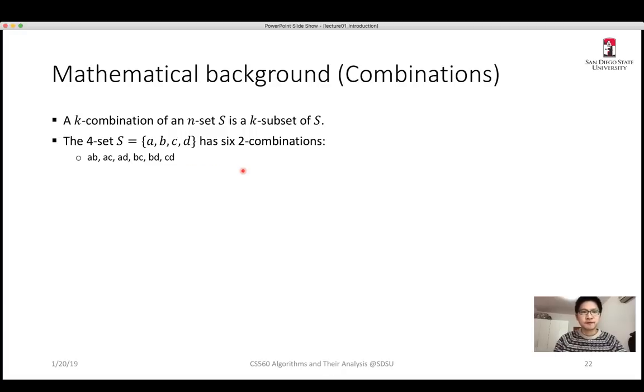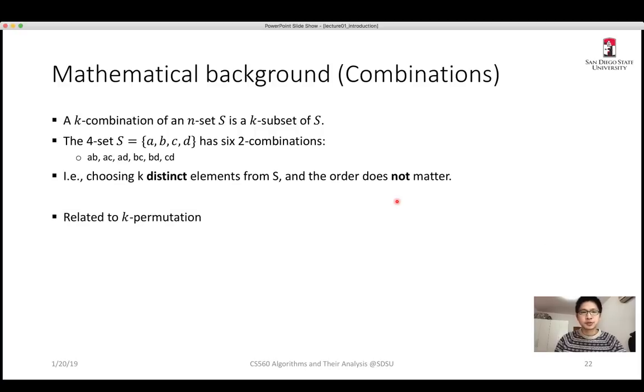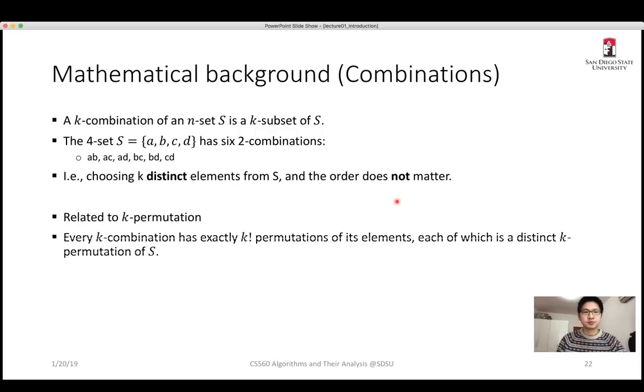As you can see, the difference between k-combination and the previous concept, k-permutation, is that when we define the k-combinations, we need to choose k distinct elements from S, and we don't care about the order. We don't care about how the elements in the subsets are ordered. The order does not matter here. Its relationship to k-permutation is also obvious, because when we choose the k-permutation, we also need to consider the ordering. Different ordering means different permutations.